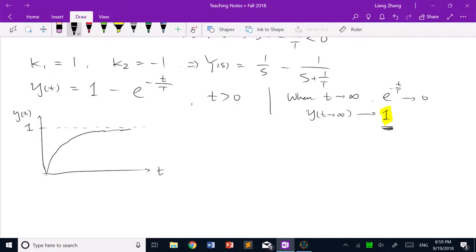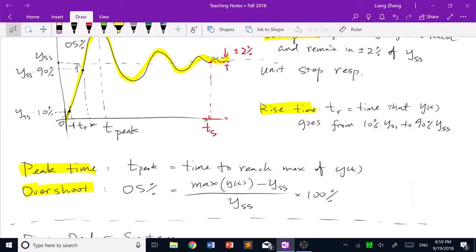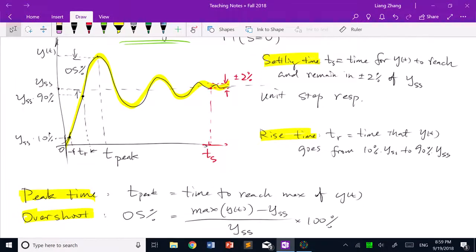So if you look at this, what is the maximum of y of t? We need the maximum to answer my overshoot. So let's go up again. The 4 measures how much time it takes to reach the maximum. And the maximum, how different is the maximum compared to your steady state? That's the peak time and the overshoot.